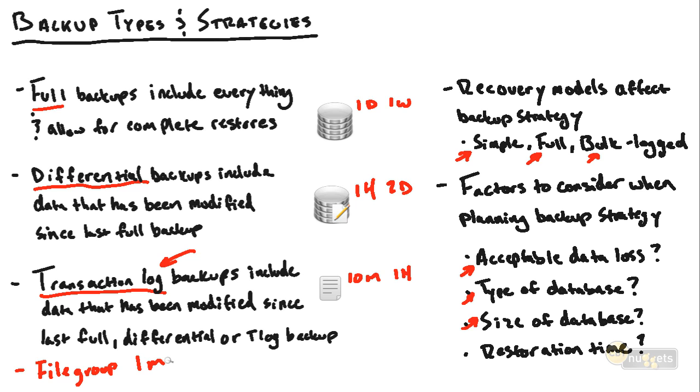and then we could back up that file group maybe once a month. And then we could take our file group with a lot of action on it and put its own strategy on top of it that maybe does a full backup once a week, differentials once or twice a day, and then transaction logs every 10 minutes or so.